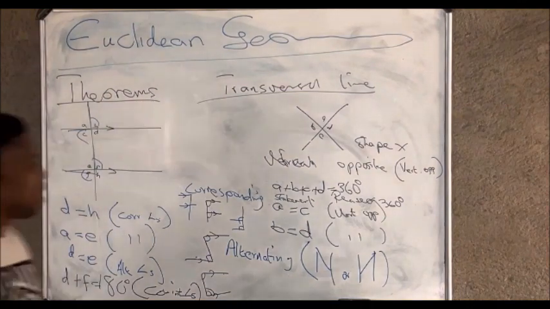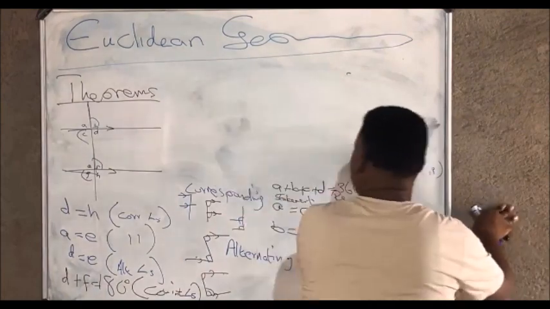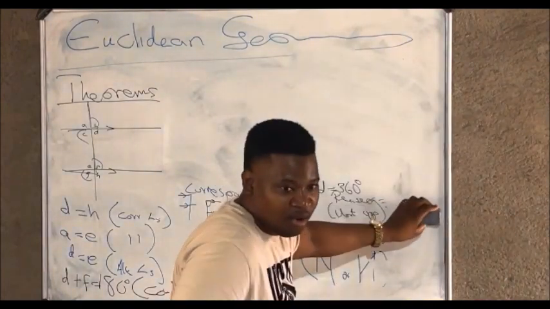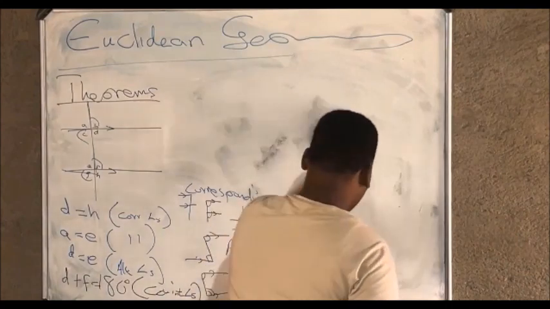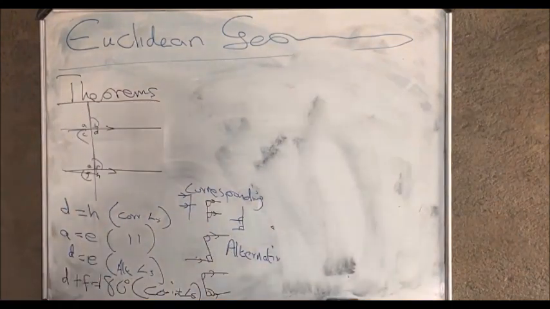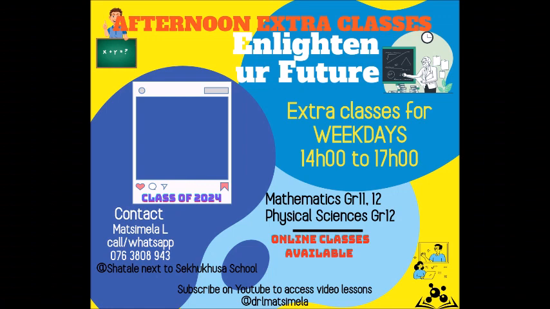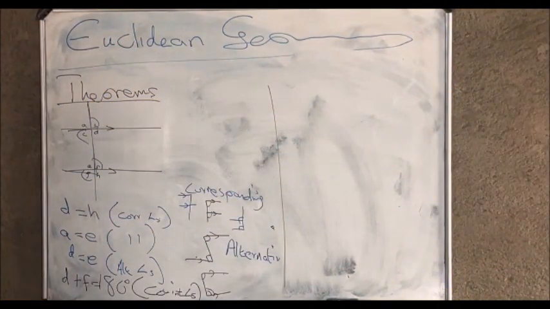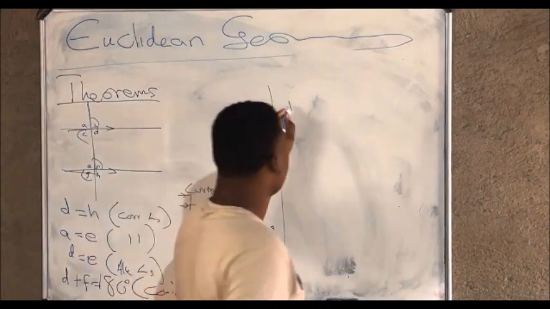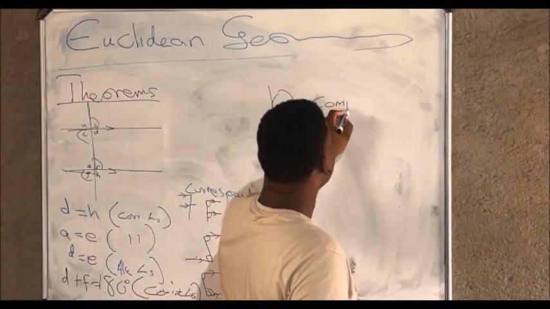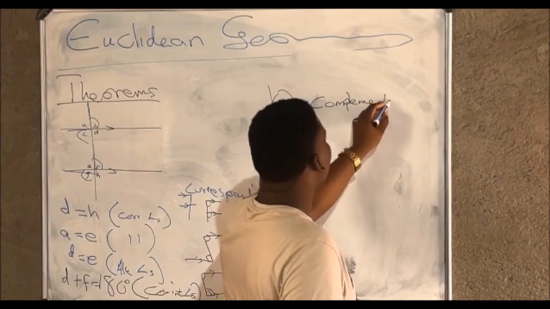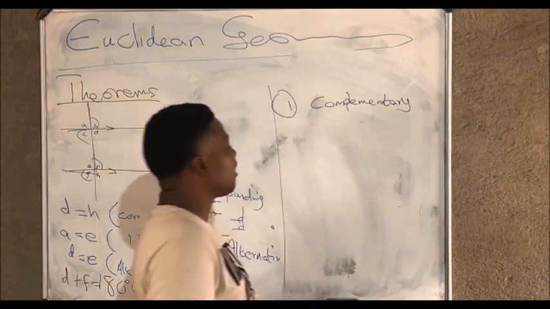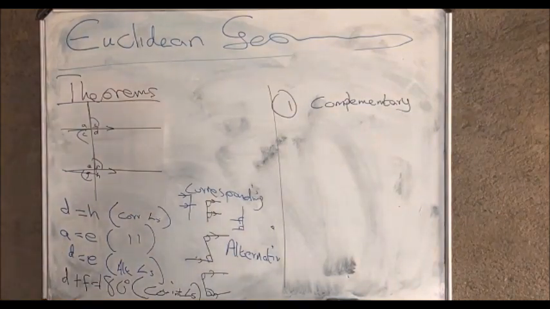Good. Let's find the relationship between the angles. When I write, you write. These are the angles we see in a line. Number one, angles that are complementary. You and your crush are complementary.